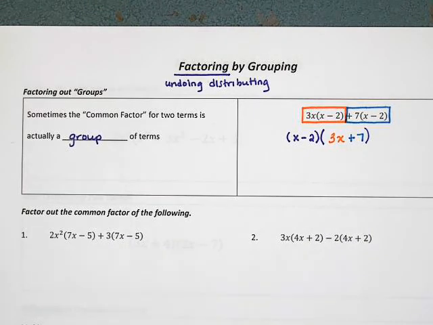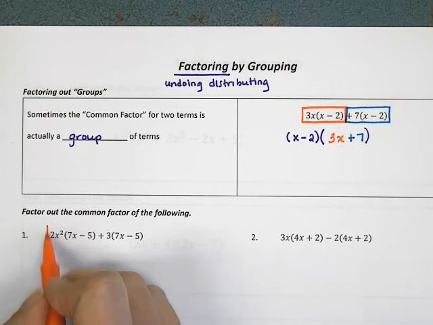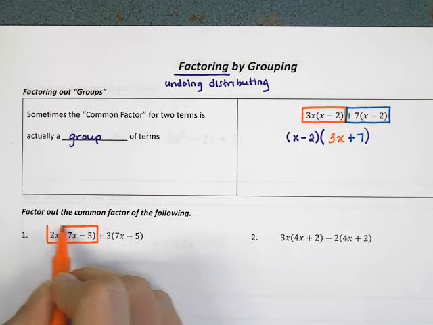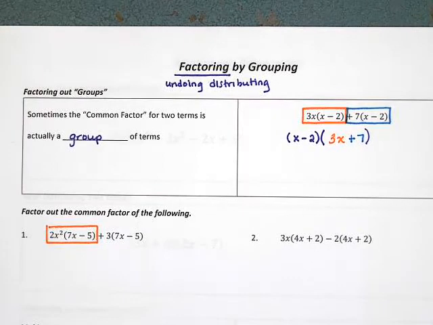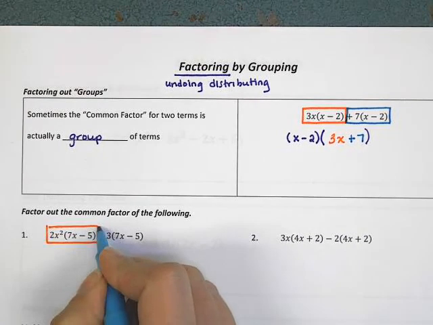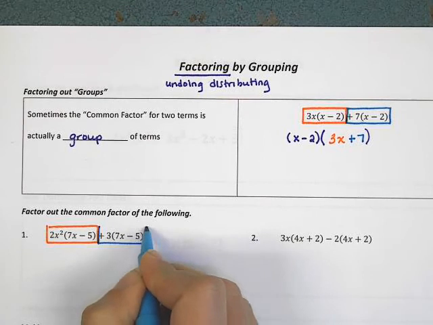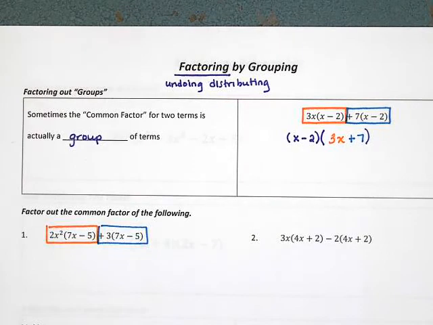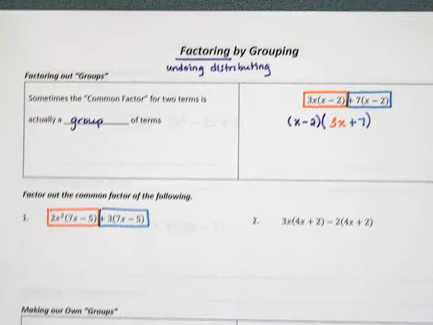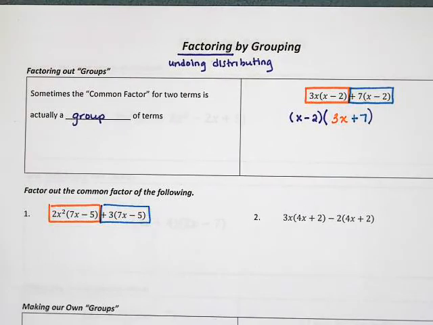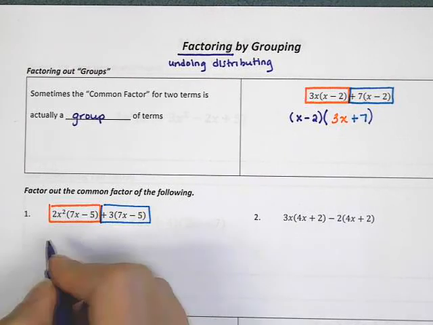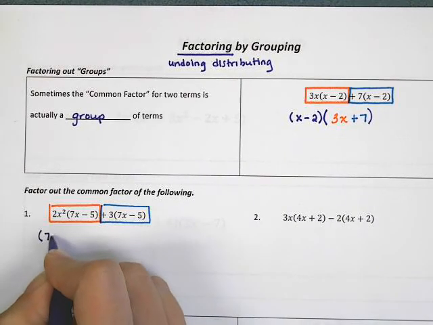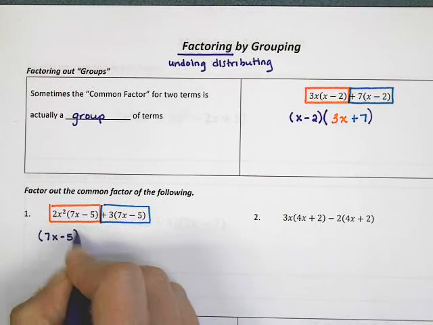So the first step here is going to be identifying the two separate terms. In this problem, the first term would be the 2x squared parentheses 7x minus 5, and the second term would be the 3 parentheses 7x minus 5. Now if I look at what these two terms have in common, they both have the parentheses 7x minus 5. So I would write that down first. That would be the common factor.